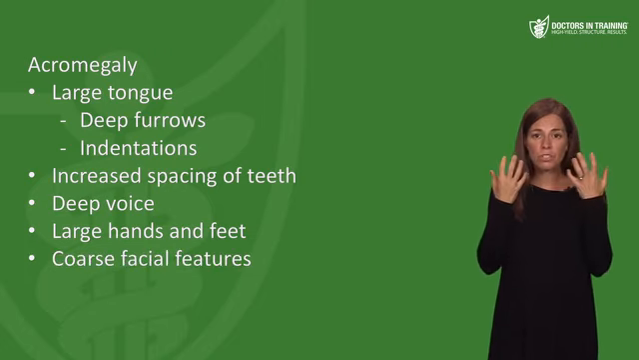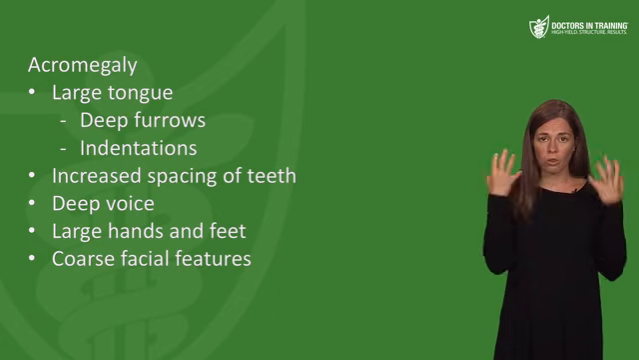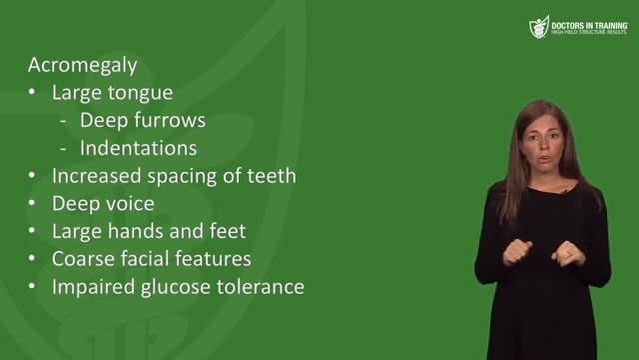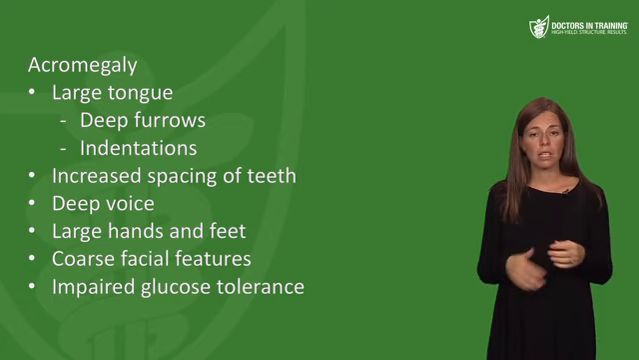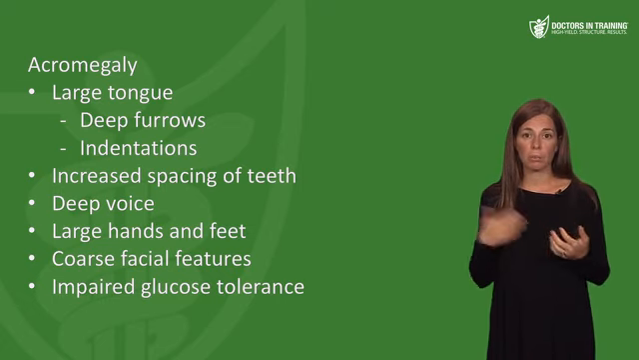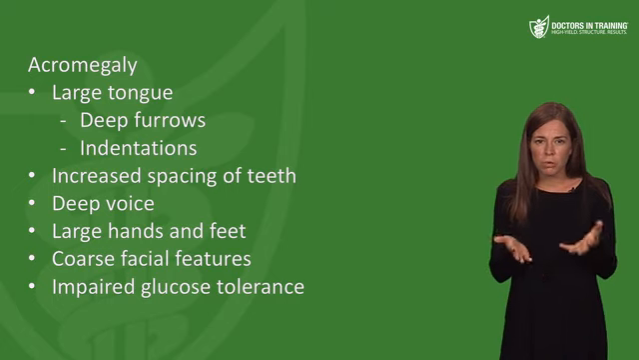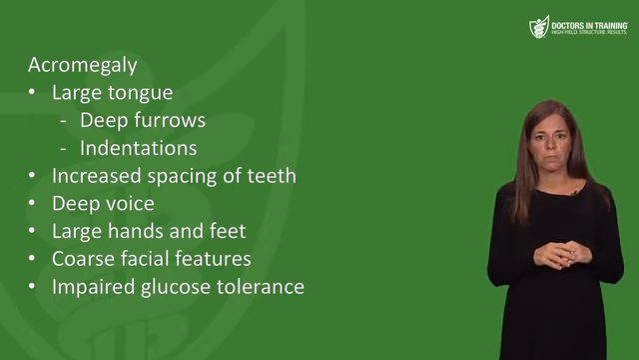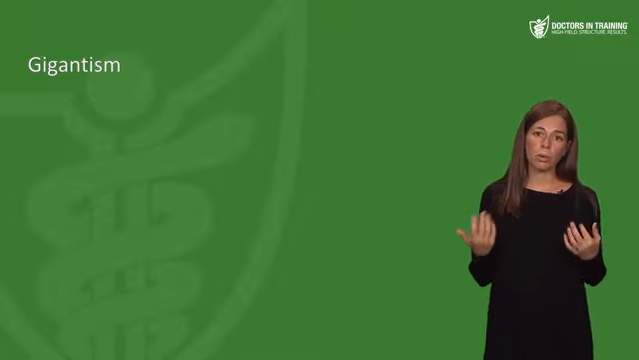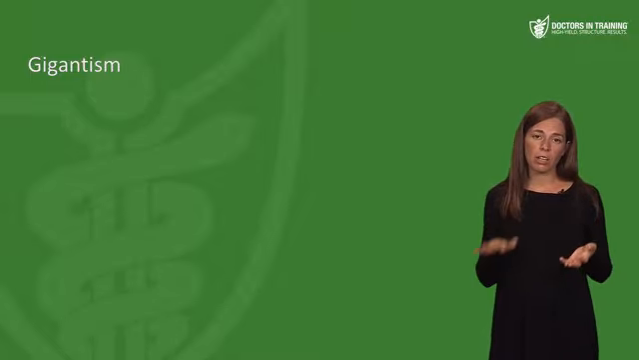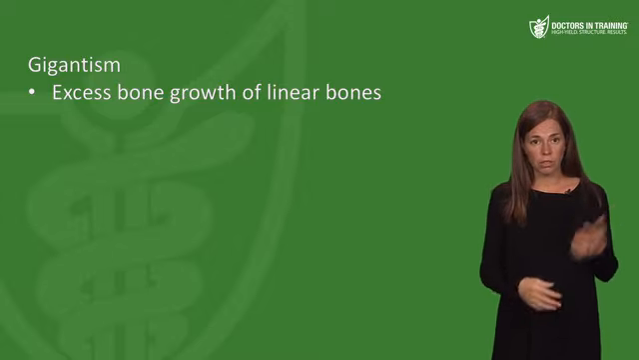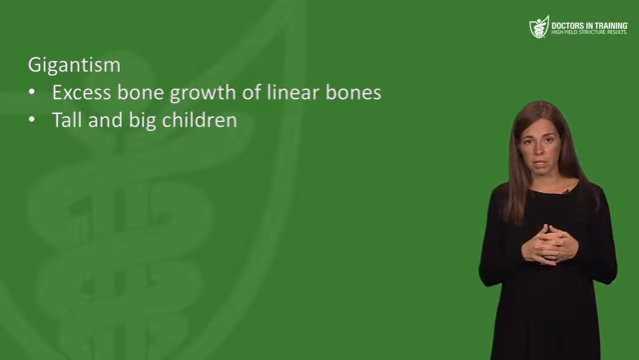Then they may have coarse facial features like an enlarged nose and enlarged ears, impaired glucose tolerance, because growth hormone will cause insulin resistance and impaired glucose tolerance, which can progress to diabetes. As I mentioned before, growth hormone and insulin kind of have opposite effects, at least with respect to glucose. Then increased growth hormone in children doesn't cause acromegaly, it causes gigantism, where people have excess bone growth of their linear bones, so these children are really tall and big.